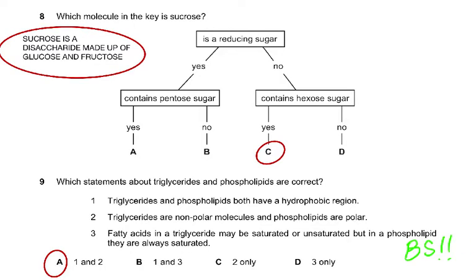And coming to question 8, which molecule in the key is sucrose? And I've given you this information that sucrose is a disaccharide made of glucose and fructose. So first it says it's a reducing sugar, then contains a pentose sugar, then contains hexose, and then yes, no, and all that. Now, which one could it be? Pentose, A, yes, no, yes, no. So of course it had to be contains hexose because both glucose and fructose are hexose sugars. So the answer was C, which was contains hexose, and why? The reason is sucrose is a disaccharide made of glucose and fructose.